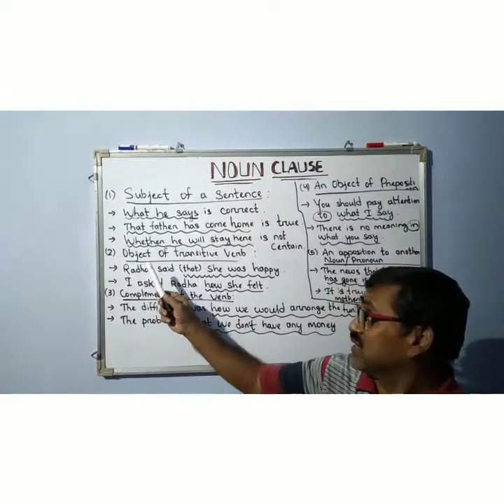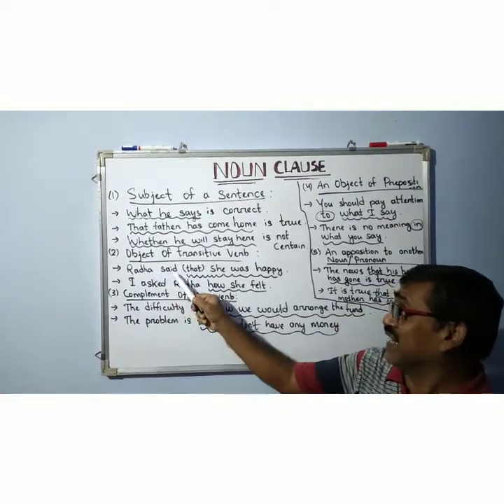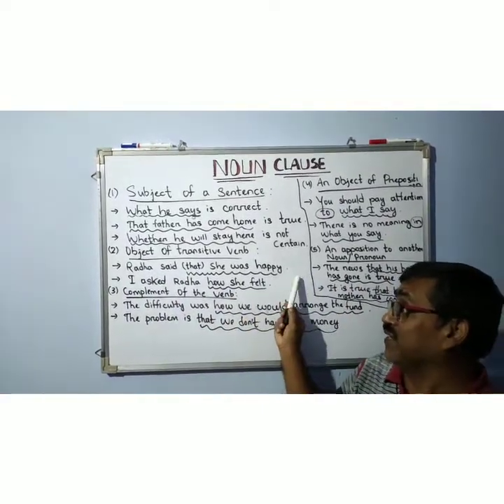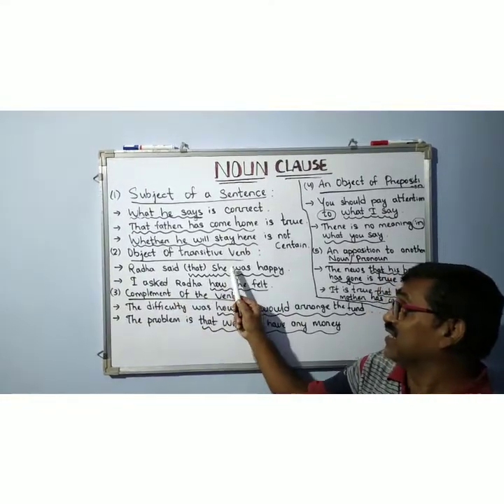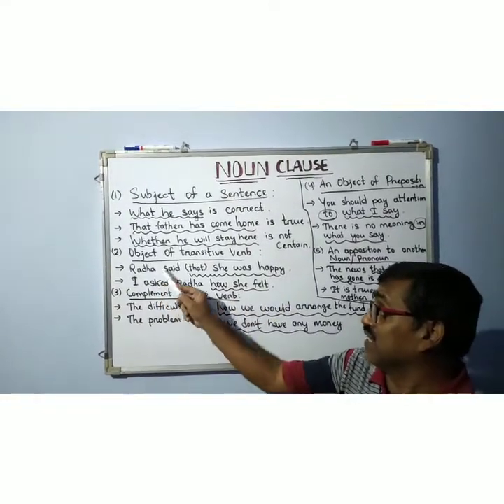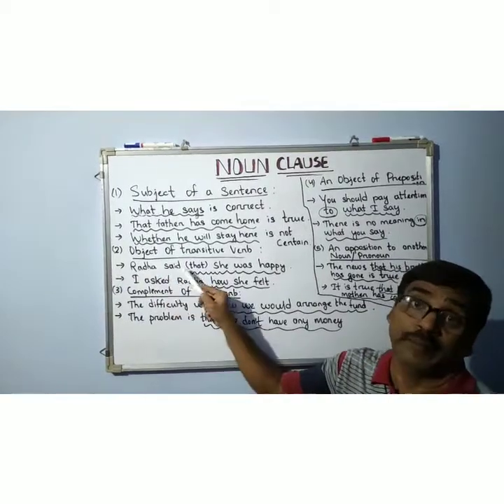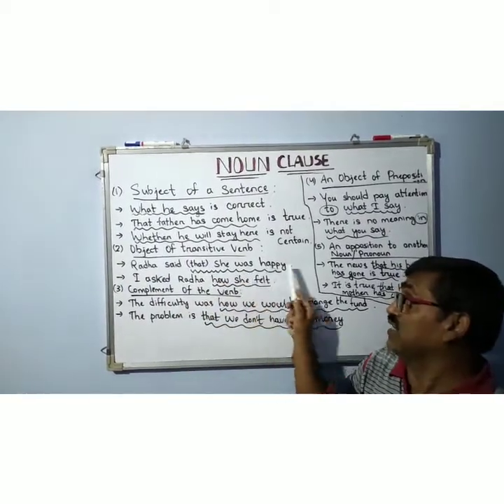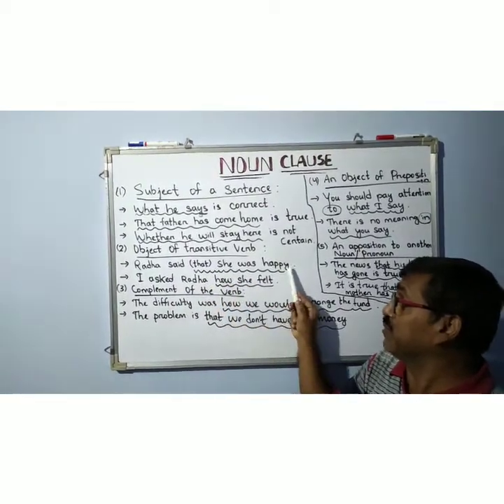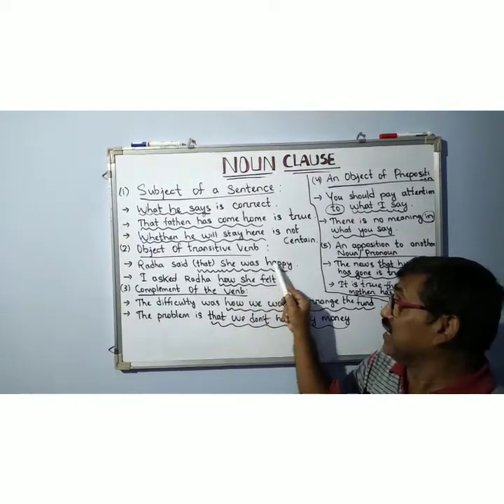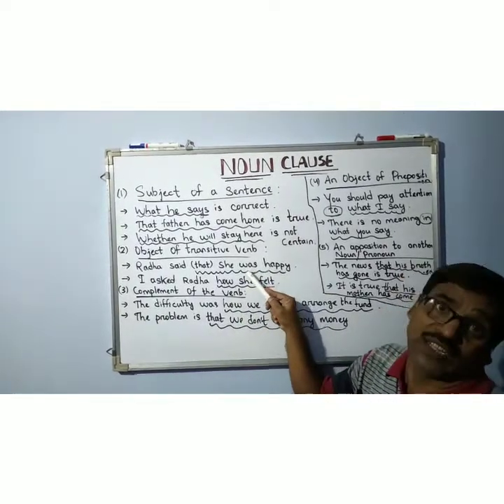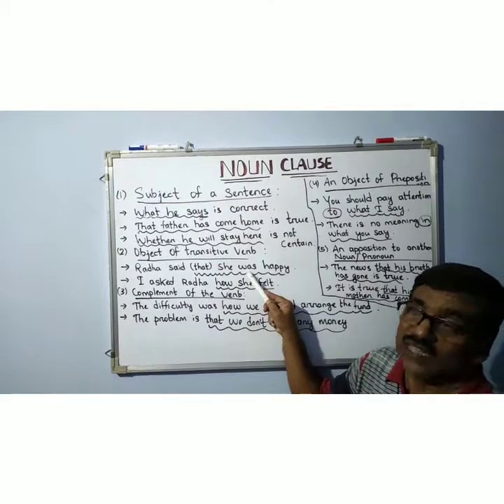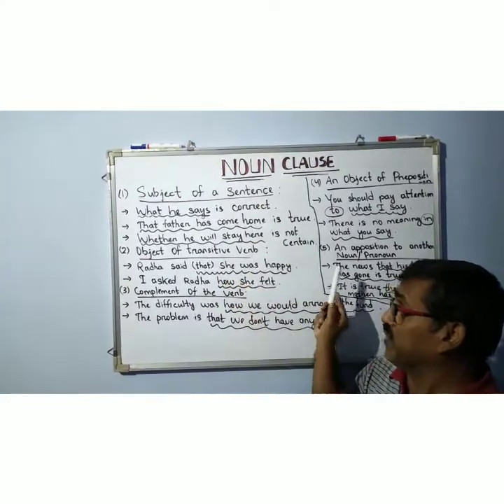Object of the verb means, here: Radha said that she was happy. Here "Radha said" is the main clause, and "that she was happy" is the noun clause. Here the transitive verb is "said".